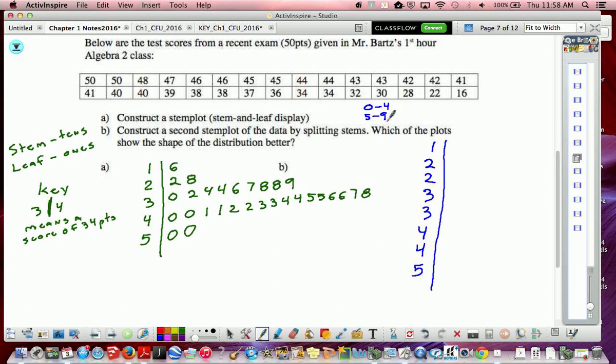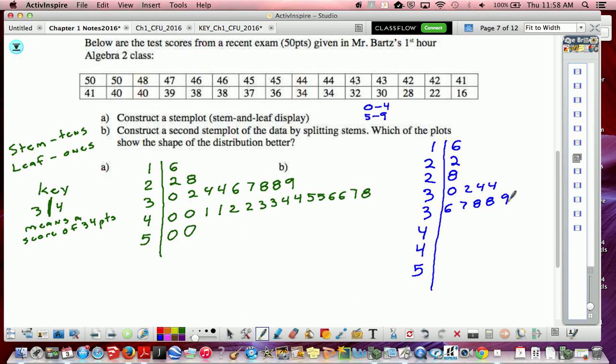So now I rewrite the numbers according to their split stems. So this would be 16. We'd have 22. The 8 does not go here, but it goes into the next stem because it would be between 5 and 9. So what now happens with my 30s is now I'll have 0, 2, 4, 4, and then I'll have 6, 7, 8, 8, 9.